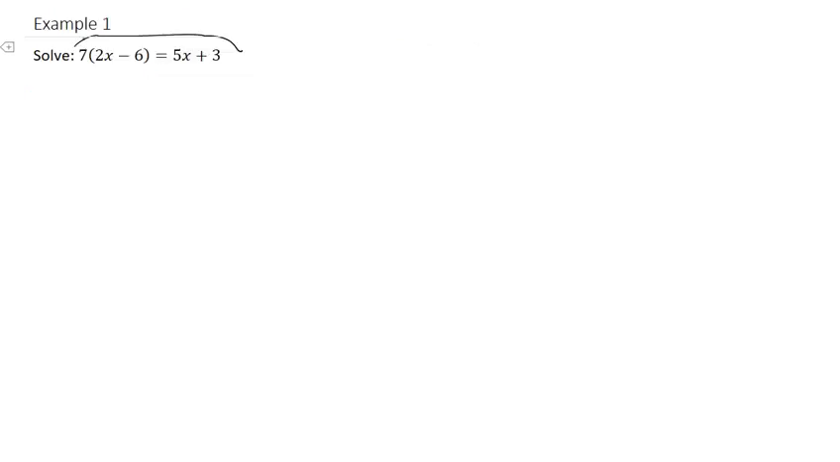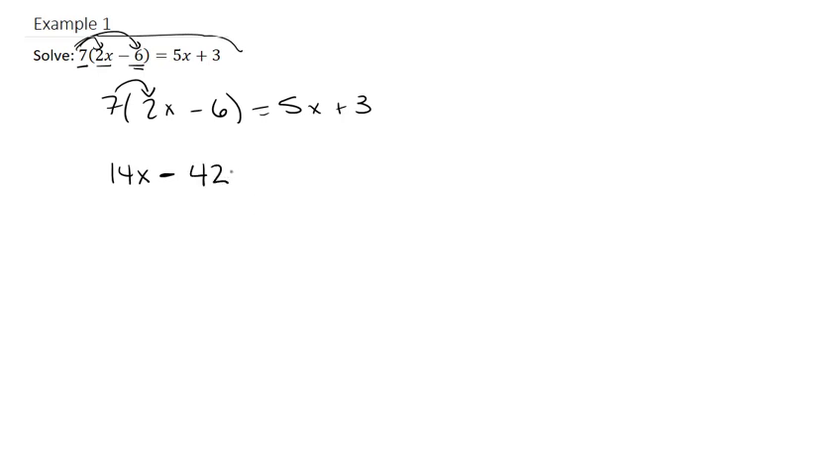So here we have our example, and we're going to need to distribute this 7 inside to each number inside the parentheses. So here and here. How we do this is, we can first rewrite this. It's a little bit larger to see. We first multiply the 7 times the 2x, which is 7 times 2, which is 14, and then we have the x. Now we have 7 times this negative 6. So we have a negative here, and 7 times 6 is 42. Then we have an equal sign, then we have 5x plus 3.